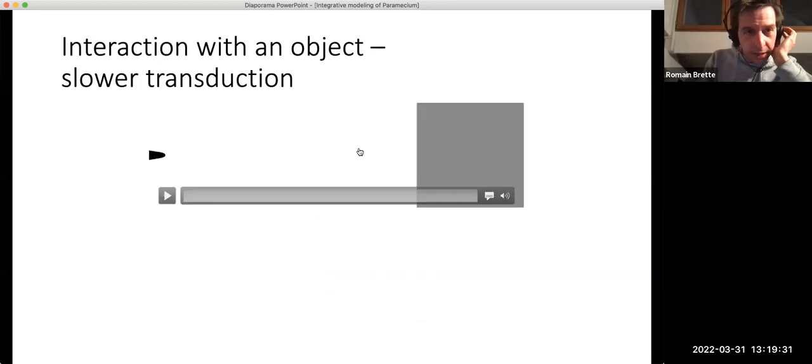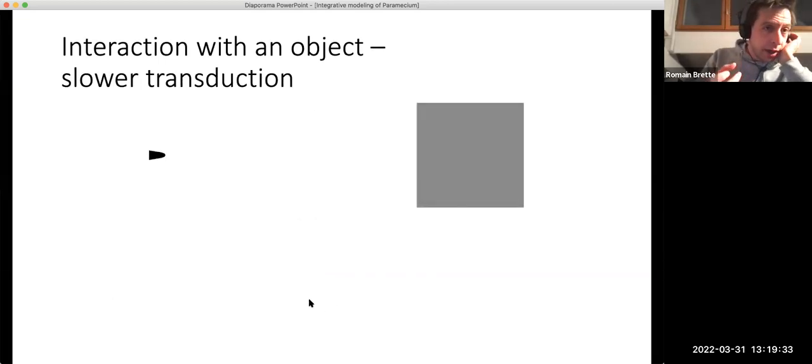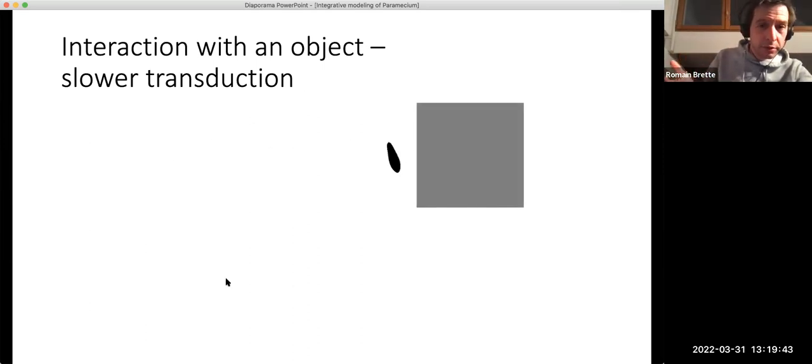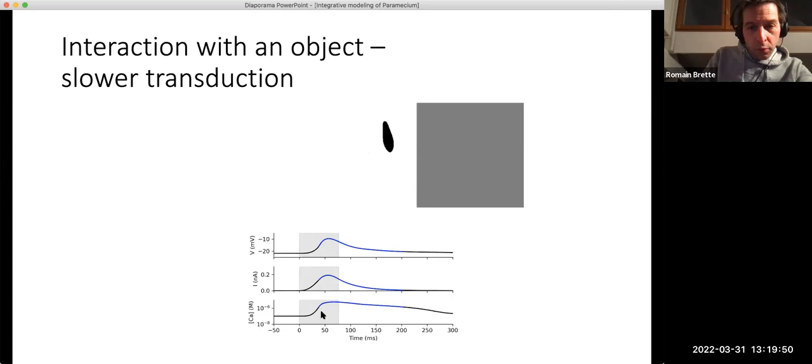So that's what happens if you simply have a slower transduction. So here I have a transduction model which has a time constant of a few tenths of milliseconds. And now this is what happens with exactly the same model: you have a stronger avoiding reaction, with an avoiding reaction which now lasts 150 milliseconds.